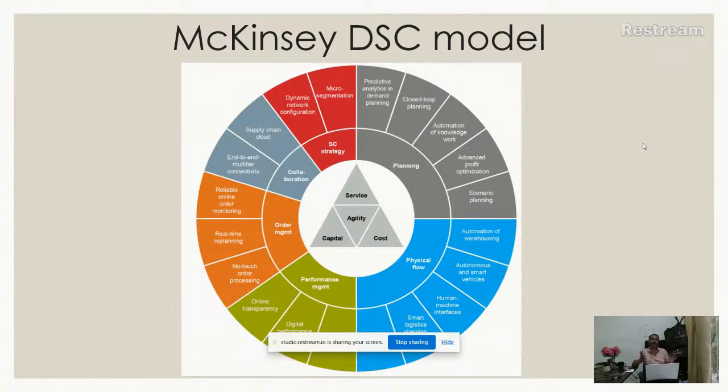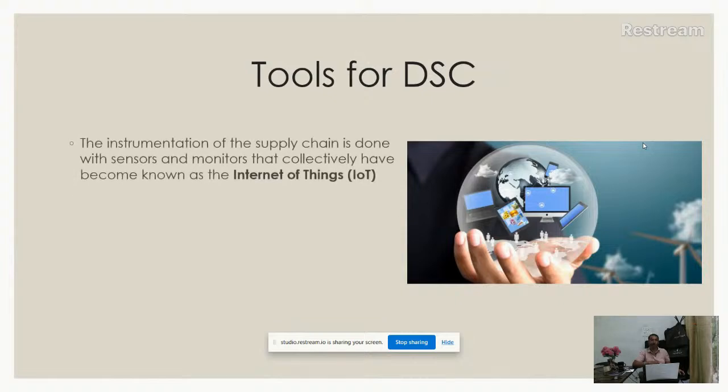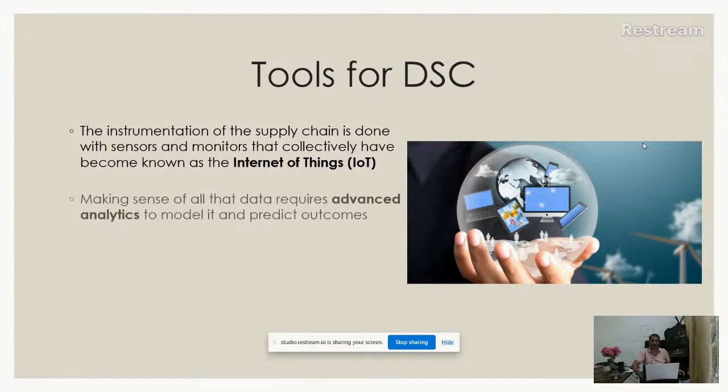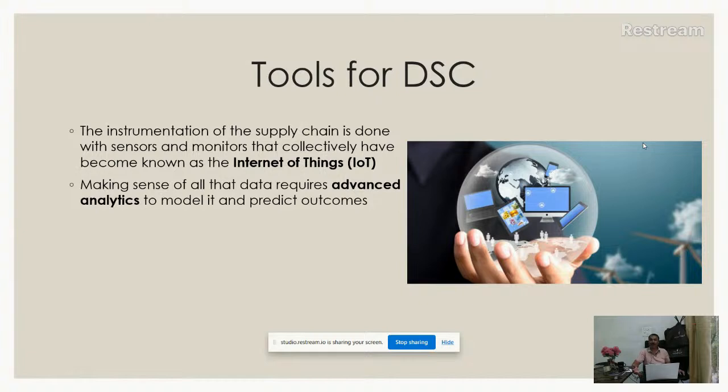Ideally, what we are looking for is entire visibility and a connected environment where you are able to see end-to-end operation. But for this to happen, there are a lot of tools available. As a supply chain professional, you need to get equipped on these tools, starting from IoT. Hope some of you may be aware what IoT is. It is a sensor-based tracking mechanism, and it is successfully implemented in many organizations as a part of digital supply chain. Then having advanced analytics to predict the outcome is one of the areas.